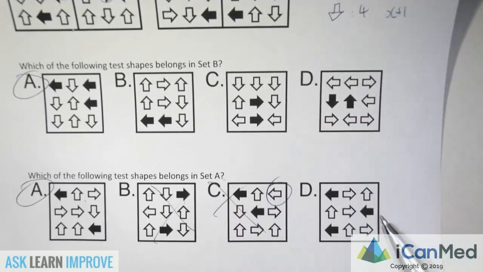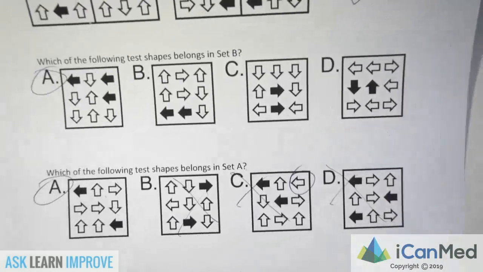Okay, now for D. We have 3 left arrows, so that means you get 4 up arrows, and there's only 3 of them, so that's not our answer as well. So A is our answer.